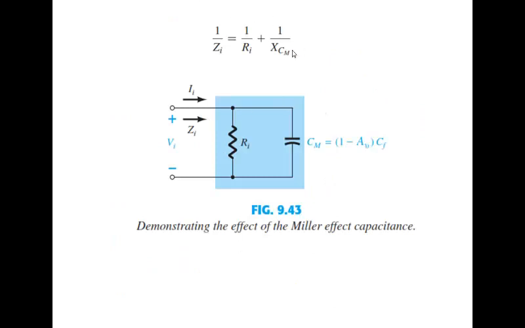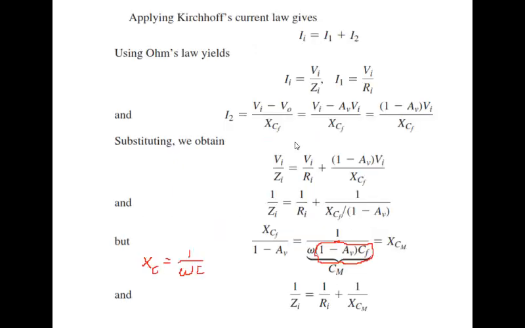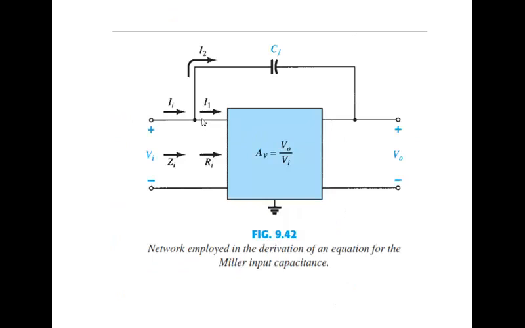So from this equation you can see that RI and XCM are in parallel, because 1 over R equivalent is equal to 1 over R1 plus 1 over R2. This relationship shows that R1 and R2 are in parallel, or you can say Z equivalent would be equal to R1 in parallel with R2. So this capacitance appears here, in parallel with this.